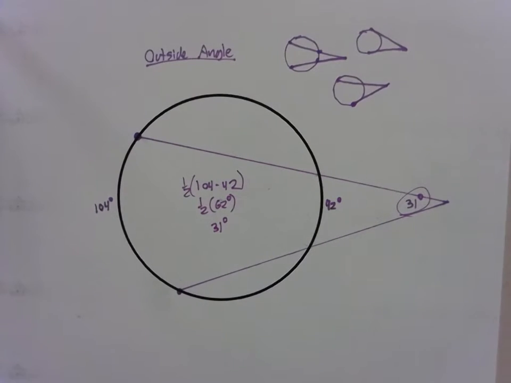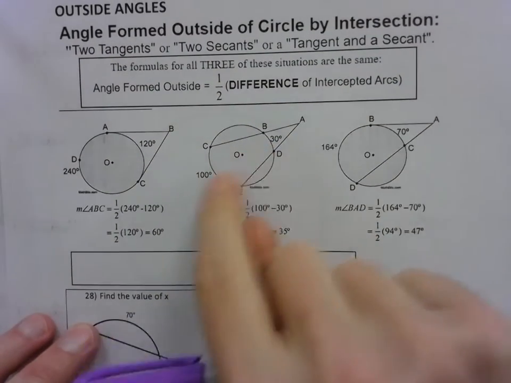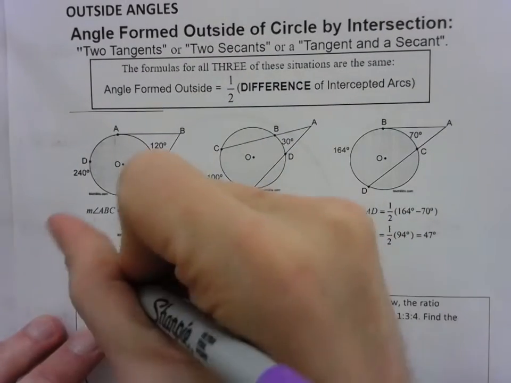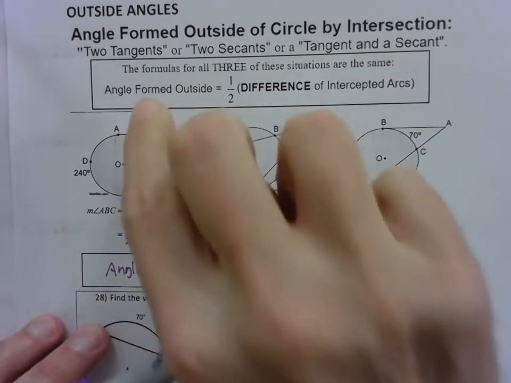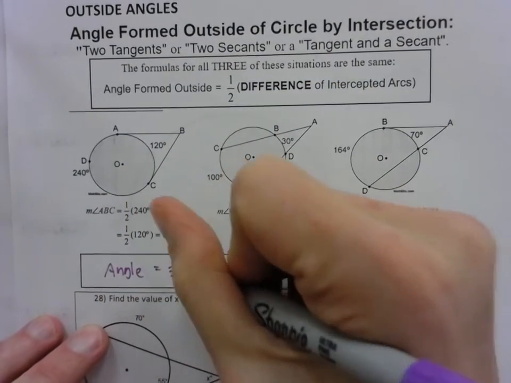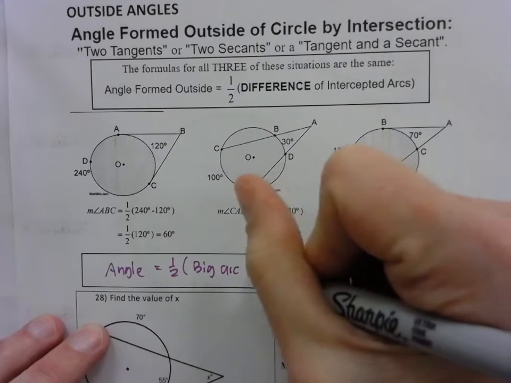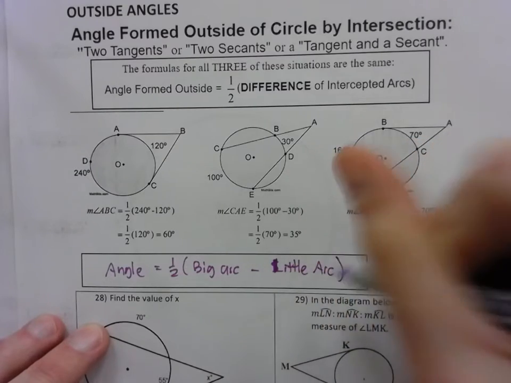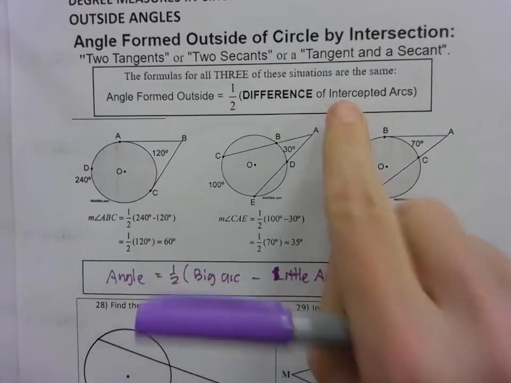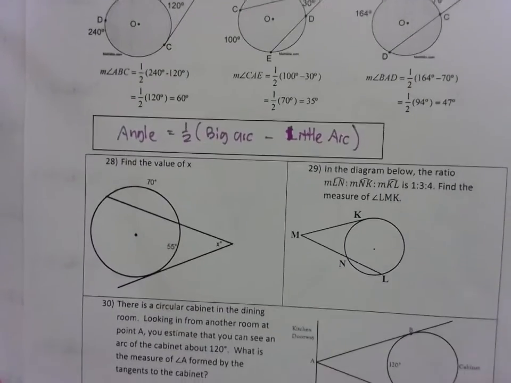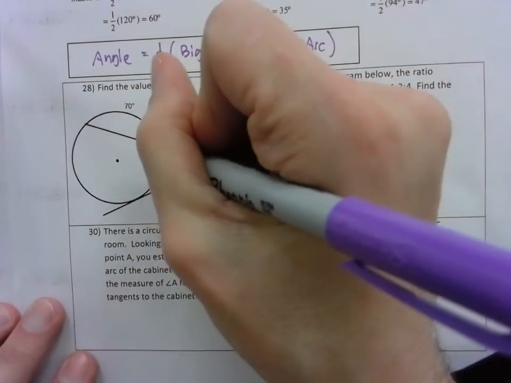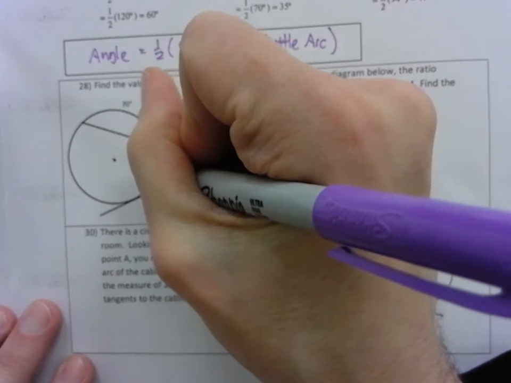So what I call that formula is, for the angle formed outside, there are going to be two intercepted arcs, a big arc and a little arc. So I just say the angle formed outside is 1/2 big arc minus little arc. Or, as this is saying, half the difference of the intercepted arcs. So our goal is to get the big arc and little arc and plug them in. Remember, it's the intercepted arcs, not the arcs that are outside the angle.